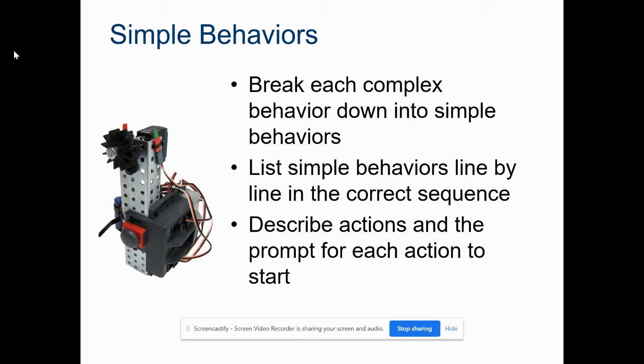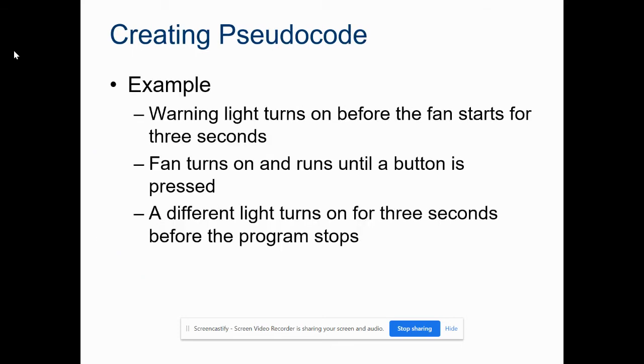Again, simple behaviors are just turning on a motor, turning on a switch. Analog and digital, we're going to get to know the difference. Digital would be 1 and 0, turning on or off. Analog would be variable, like your speaker, turning it up or down. Pseudocode examples are here. Again, the language for me and you to understand.